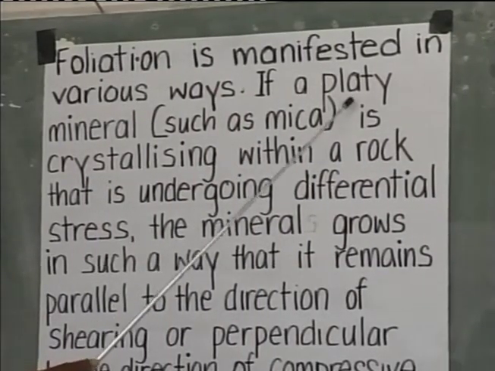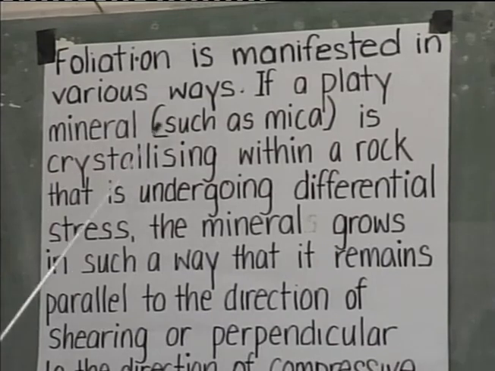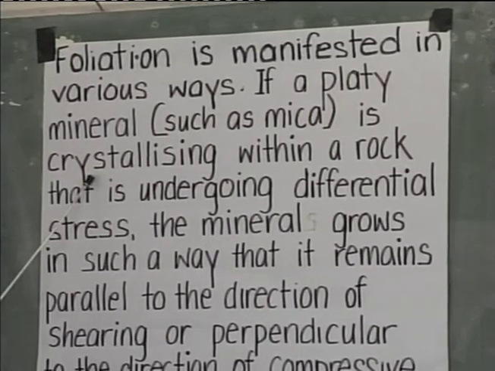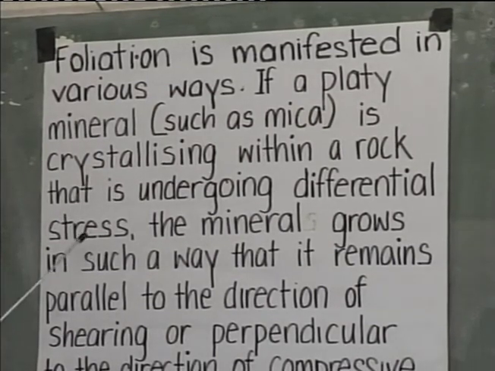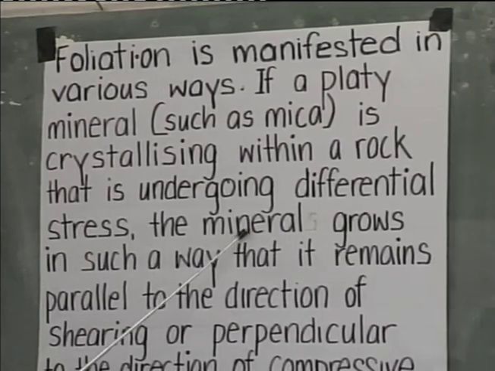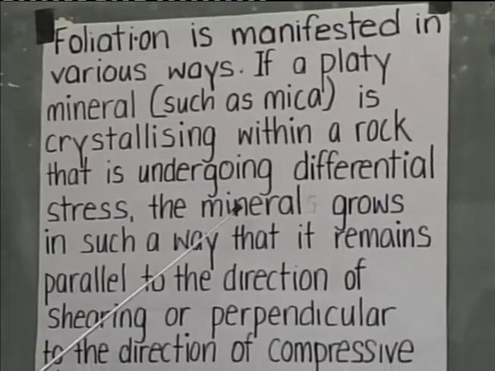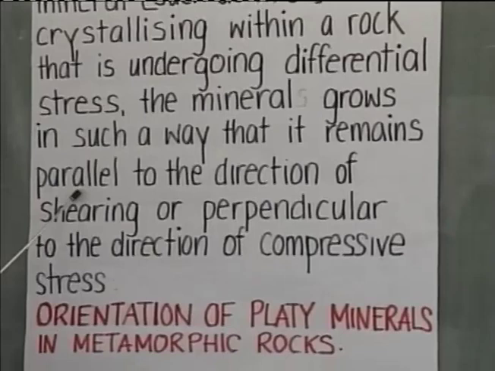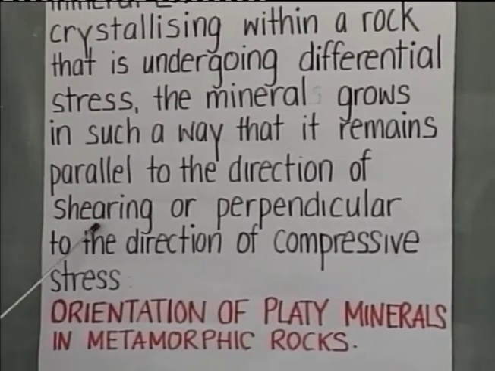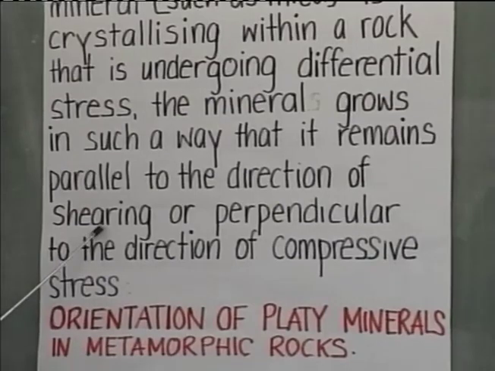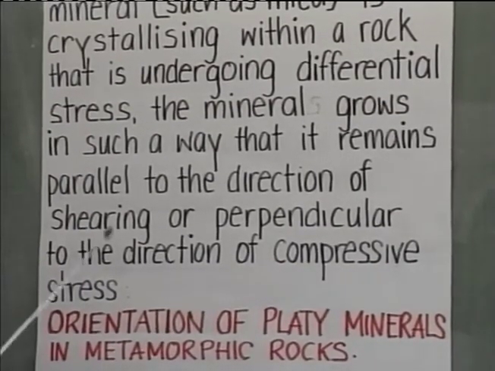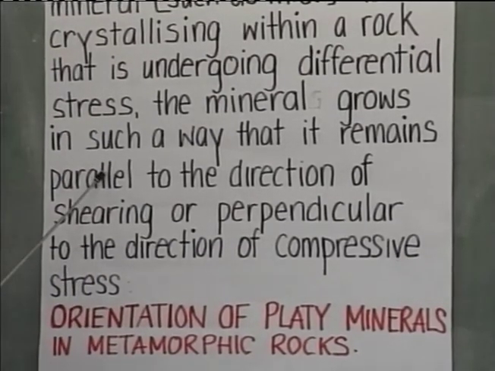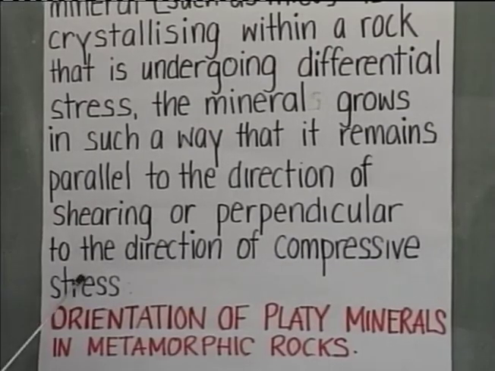If a platy mineral, such as mica, is crystallizing within a rock that is undergoing stress, the mineral, which is mica we're looking at as an example here, grows in such a way that it remains parallel to the direction of shearing or perpendicular to the direction of compressive stress. We know what shearing is. We know what compressive stress is.